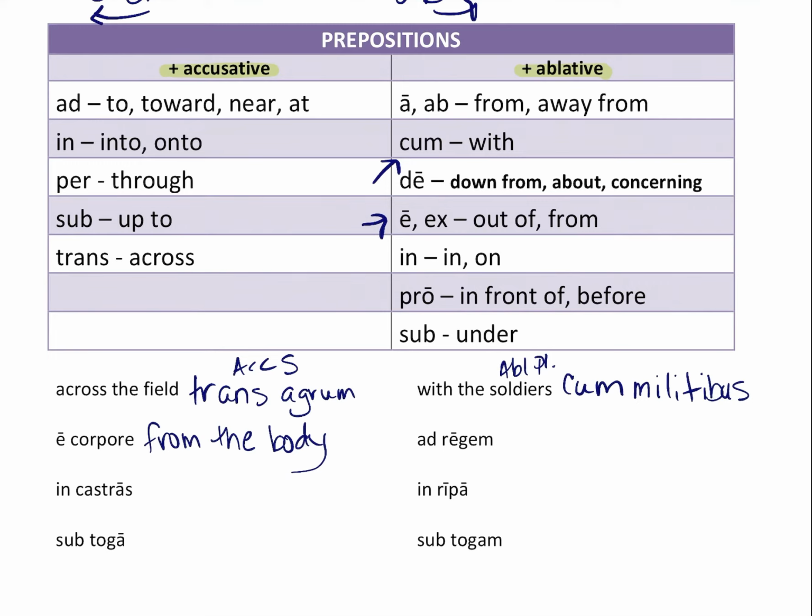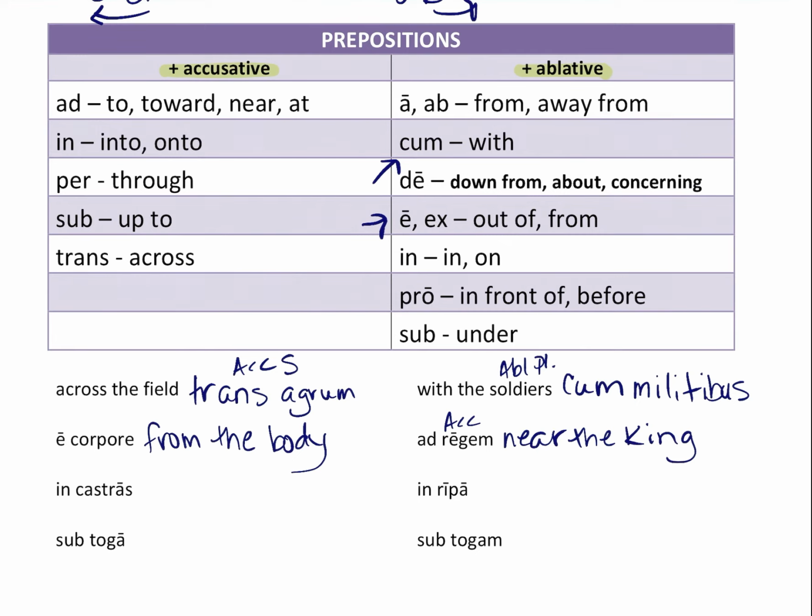Now, ad regem, to, toward, nearer, at. We can pick one, and regem is king. We see that matches. That is accusative. So I'm going to say near the king. And you can have any choice you want as long as it makes sense in context with the rest of the sentence. Okay, in castra.